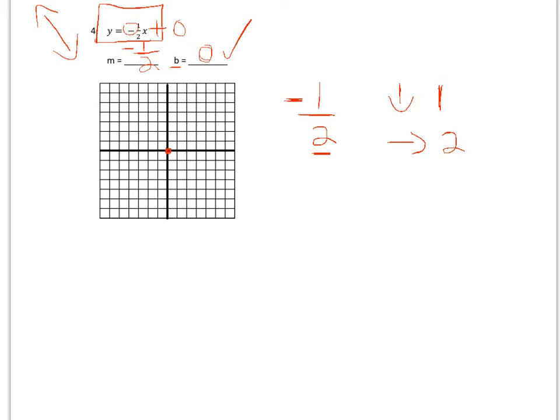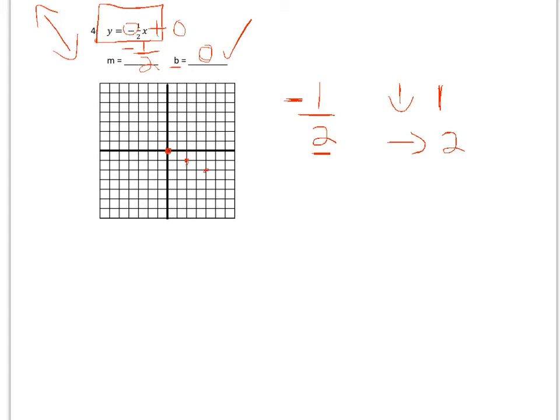Okay, so let's use the arrow. So I'm just going to follow what I did. I'm going to go down 1, and then I go to the right 2. 1, 2. So there's my second point right there. So go down 1 to the right 2, and it's right here. Okay, let's do another point. Same thing, I keep it consistent. I go down 1 to the right, 1, 2. There's my third point right there. So down 1 to the right 2.